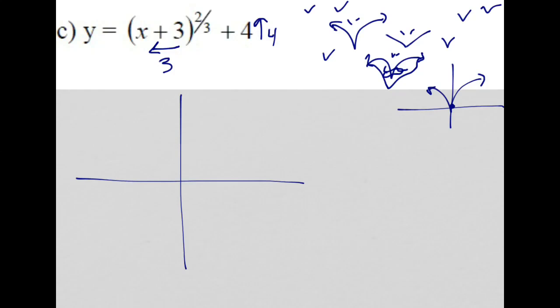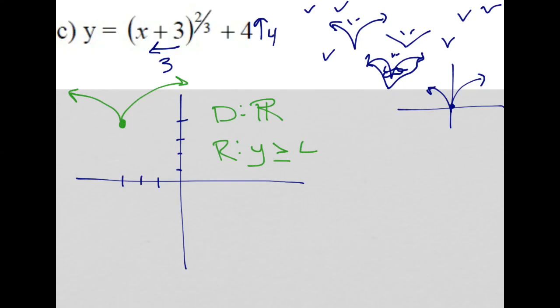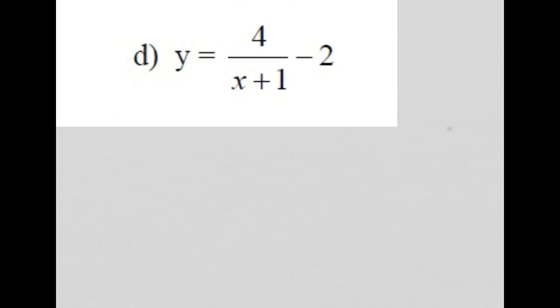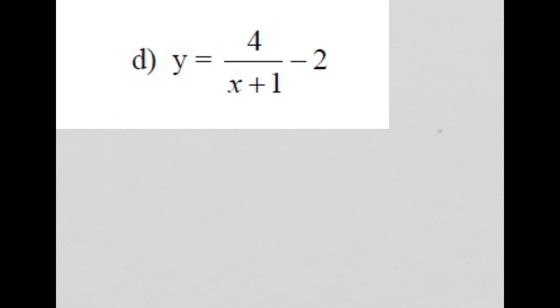So anyways, left 3 means 1, 2, 3. Up 4 means 1, 2, 3, 4. So this is that point right there, and it's gonna go caw, caw. Domain is gonna be all real numbers. The range is going to be all real numbers, y values that are greater than or equal to 4. Because of that 4 right there. Boom, done with that. Last one, y equals 4 over x plus 1 minus 2.